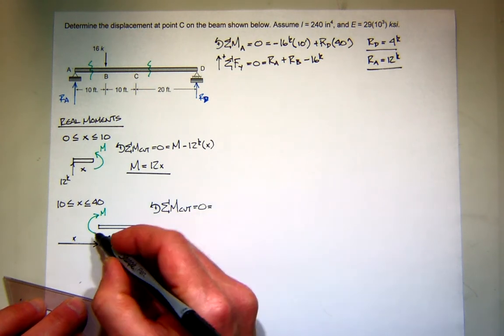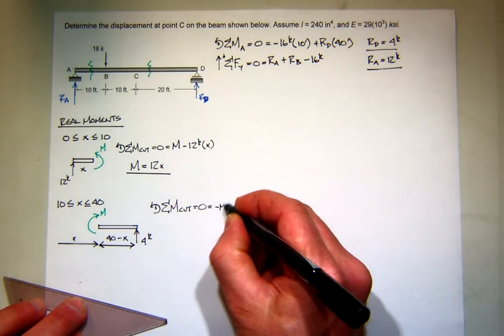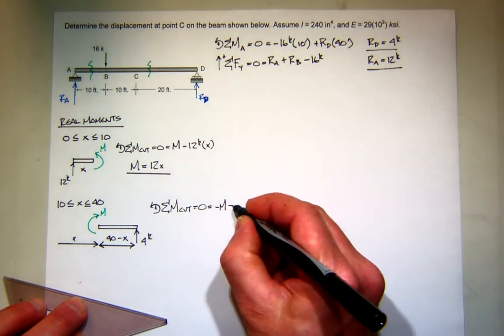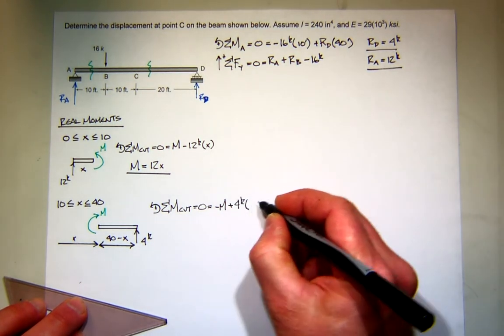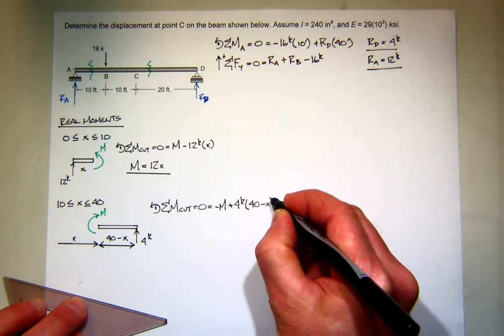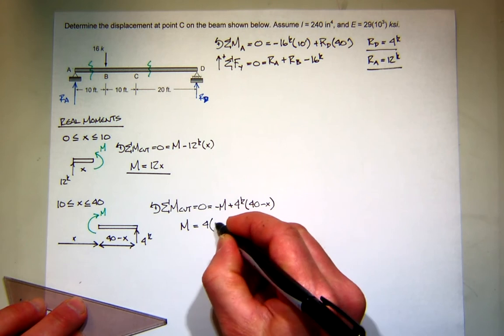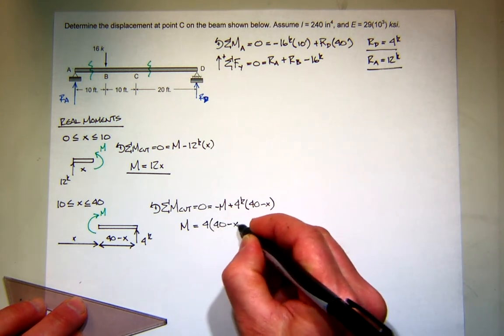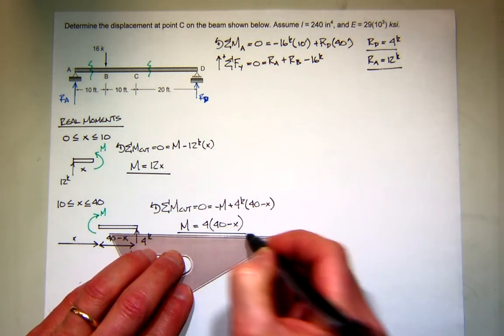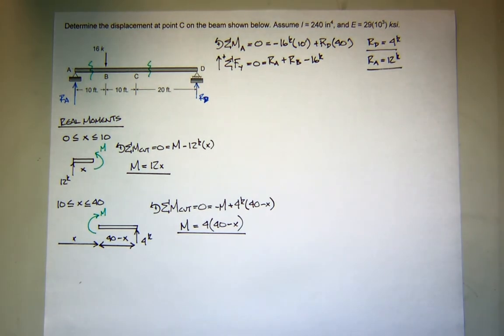And what do I have? Well, I have the internal moment, which is negative. Then I have my 4 kips, which creates positive moment about the cut, times a moment arm of 40 minus x. So it looks like my moment is just 4 times 40 minus x. So maybe about not quite halfway through the problem. Okay? And again, on the first exam, or if I just ask you to write the moment equations for this, you'd be done. But we're not.